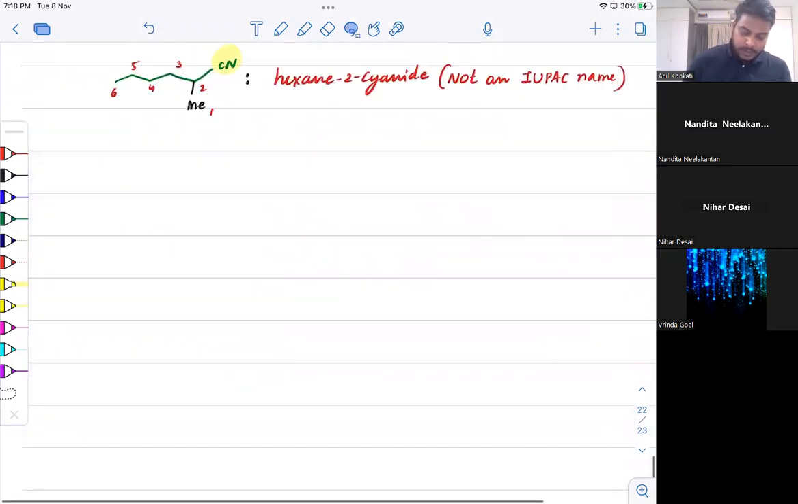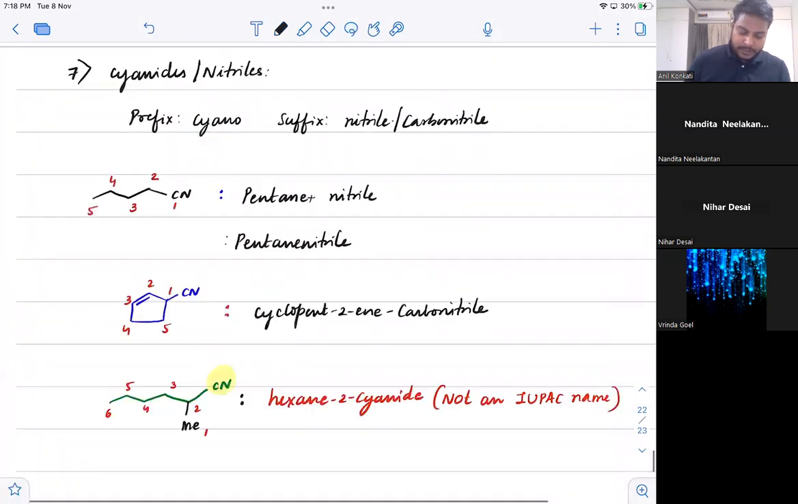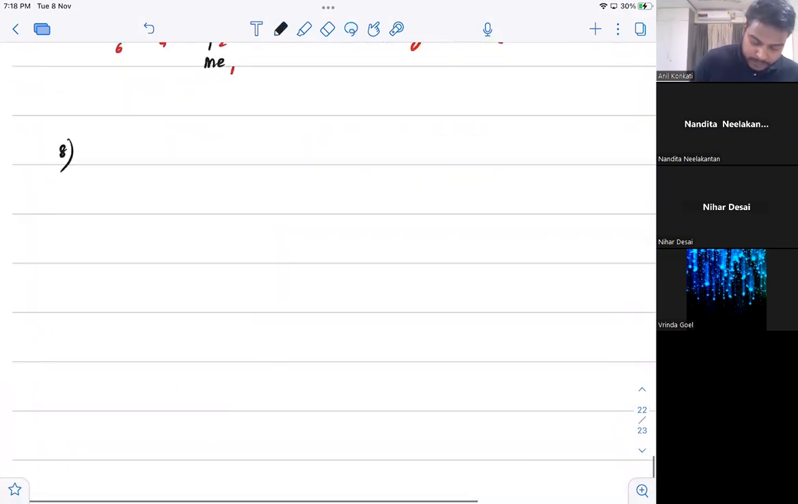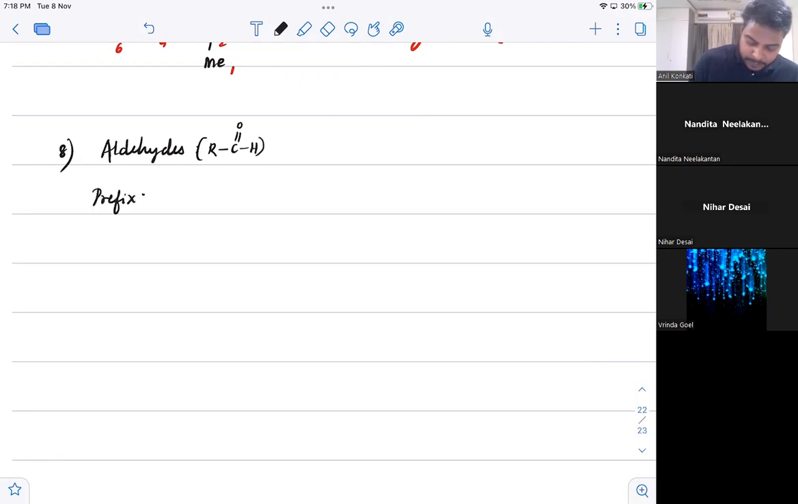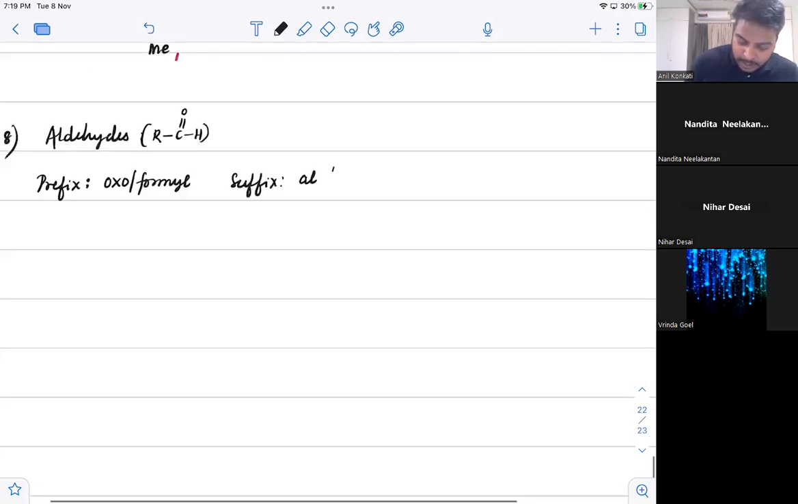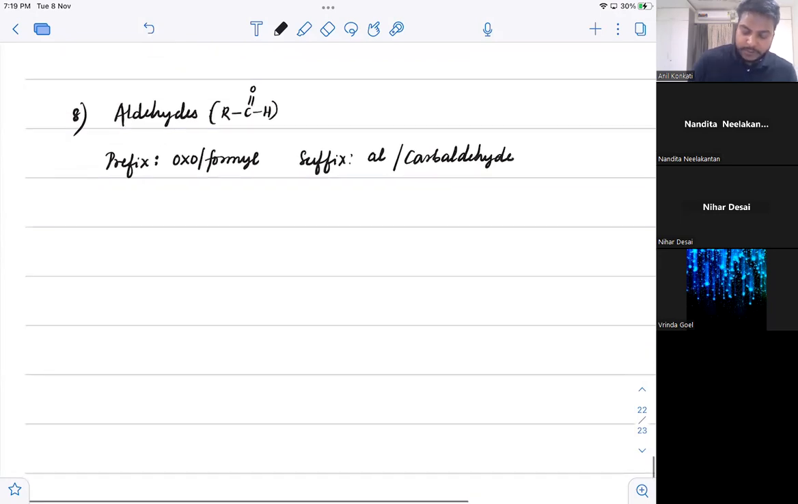See now. This is about the cyanide part. Cyanide is easy one. Next, eighth one is about aldehydes. Aldehydes as a family will have a structure as RC double bond OH. The prefix name for aldehydes is either oxo or formyl, and suffix name for that will be al. Simply you would write it as al or carbaldehyde. Either of these names should be used.